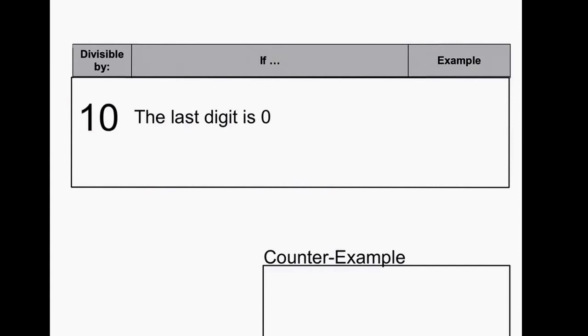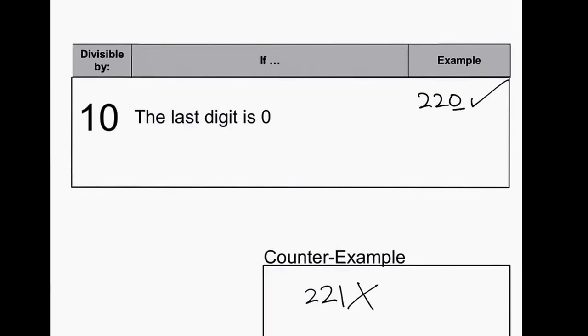Actually, you can extend this rule to hundreds. It's divisible by 100 if the last 2 digits are 0, and by 1000 if the last 3 digits are 0. So one example: 220. As long as the last digit is 0, yes, this is good. As a counter example, anything where the last digit is not 0 is not a good example, it is a counter example.